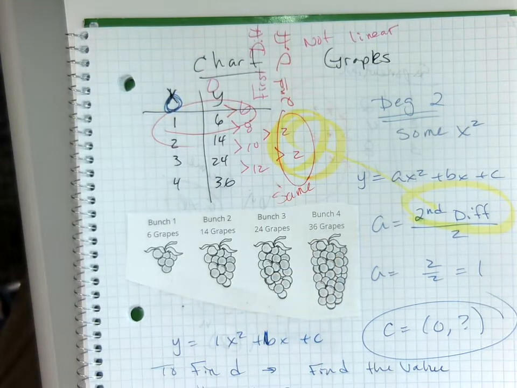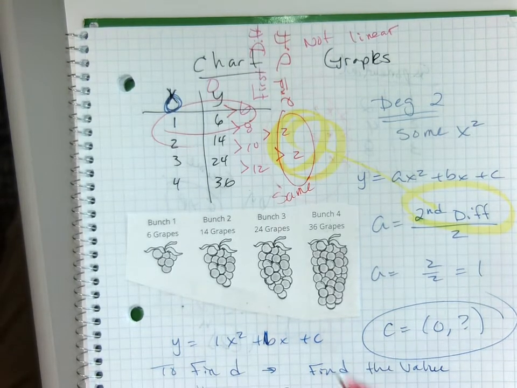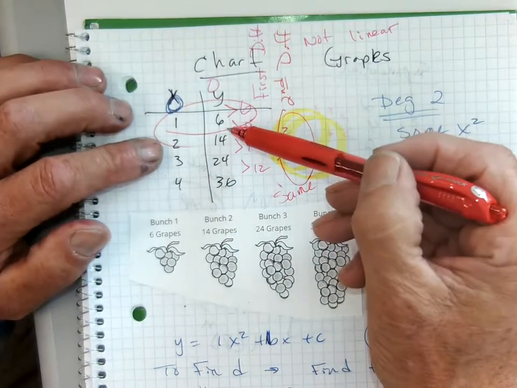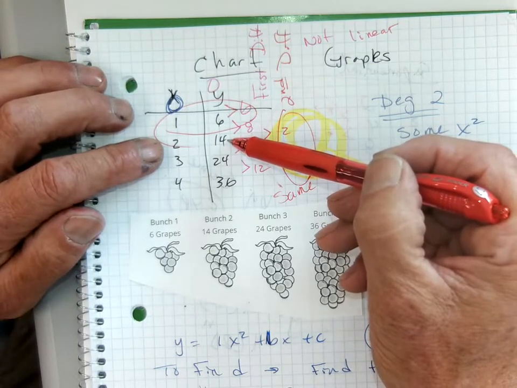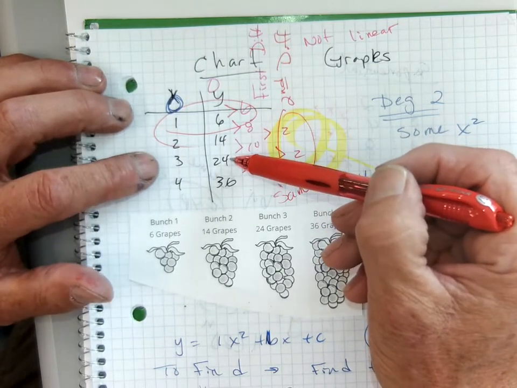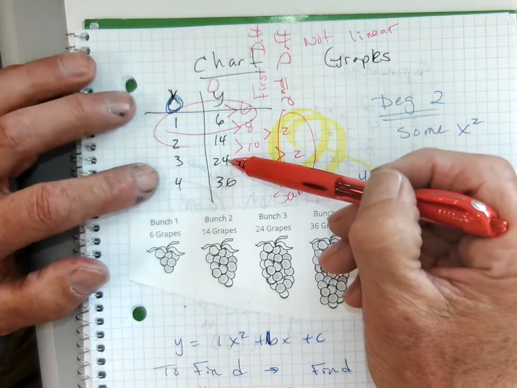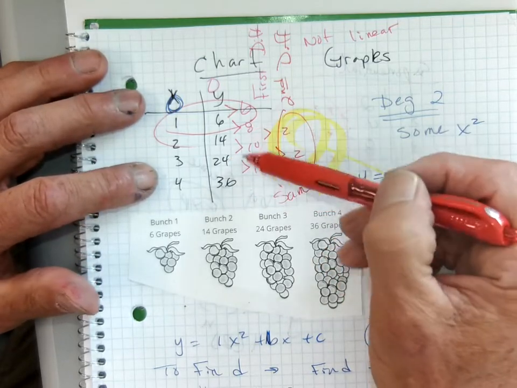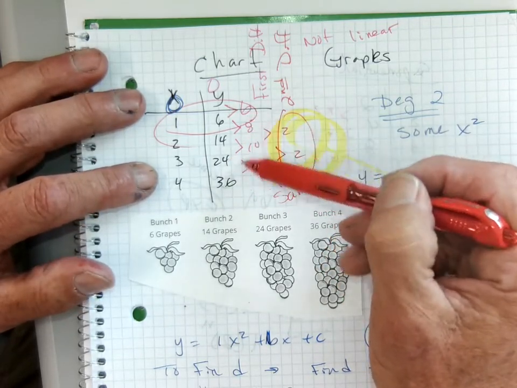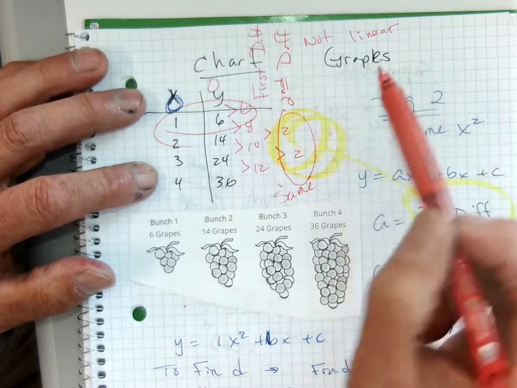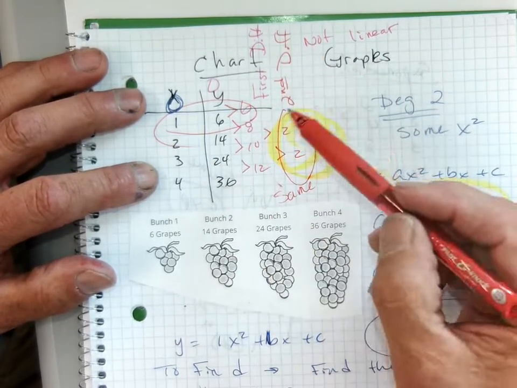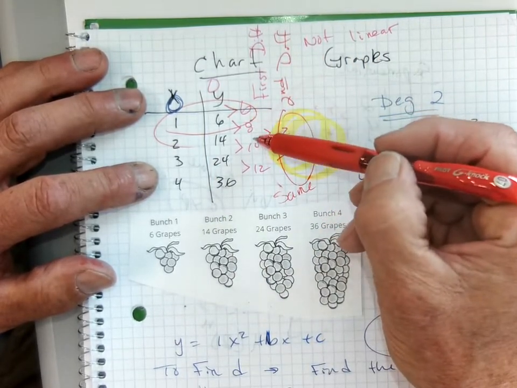And now, again, I'm looking for my differences. So 6 to 14 is 8 more. 14 to 24 is 10 more. 24 to 36 is 12 more. The first difference is not the same, so it's not linear.